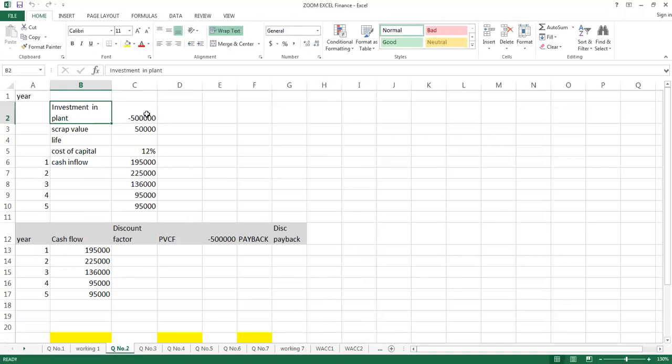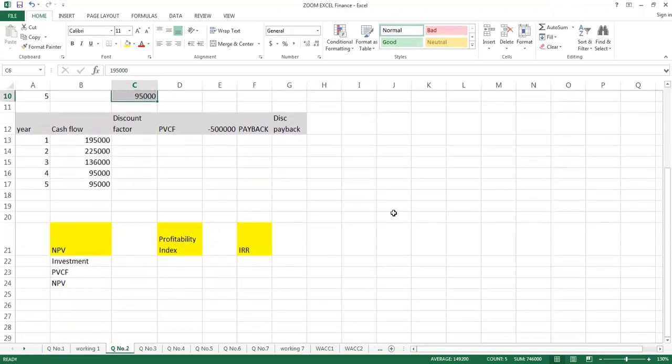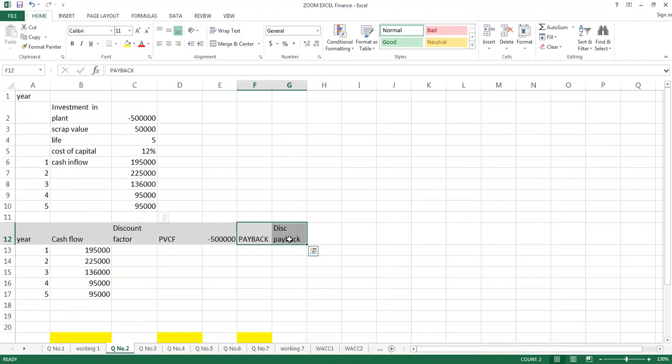Now look, investment is given 500,000, keeping it as negative amount because we are investing it. Scrap value of the plant is 50,000. Life, just keep 5 years. And cost of capital is 12%, while the cash inflows for the various years are given. And I'm interested to find out only three methods in this question, one NPV, profitability, and IRR. So I'm skipping these two.